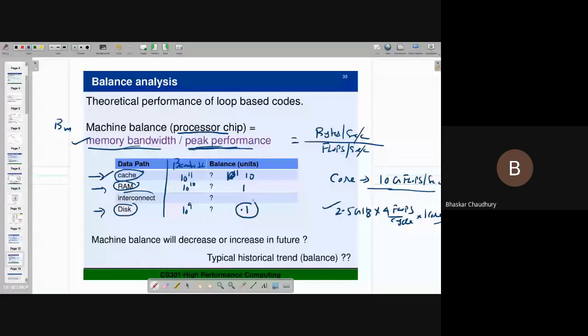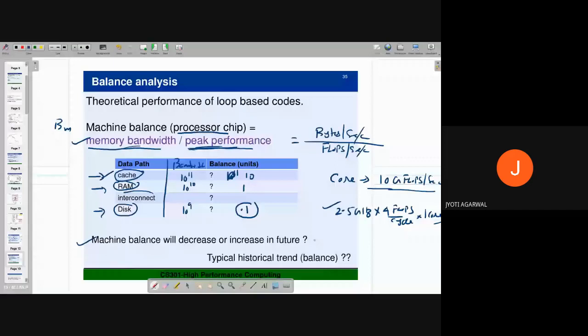So there is an absolute mismatch. Your code has a code balance of 1 byte per flop, and your machine balance is low, 0.1. Let's assume that because of some reason it is 0.1. And the problem is machine balance will decrease in future. If this is a question, will machine balance decrease or increase in future? What should be the answer for this?